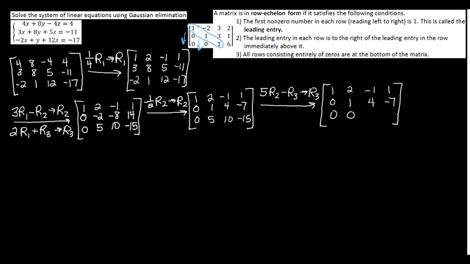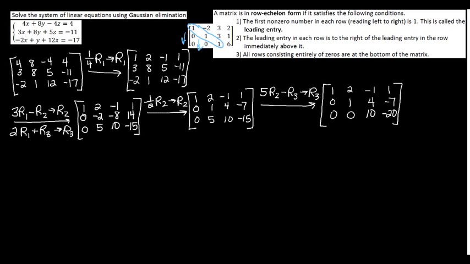I want to get the 5 in the third row to be a 0, so I'll take 5 times row 2 minus row 3 and stick that in row 3. The first row did not change. The second row did not change. But the third row now has changed. And I get 0 for the first entry, 0 for the second entry. 5 times 4 minus 10 is 10, and 5 times -7 minus -15 is -20.